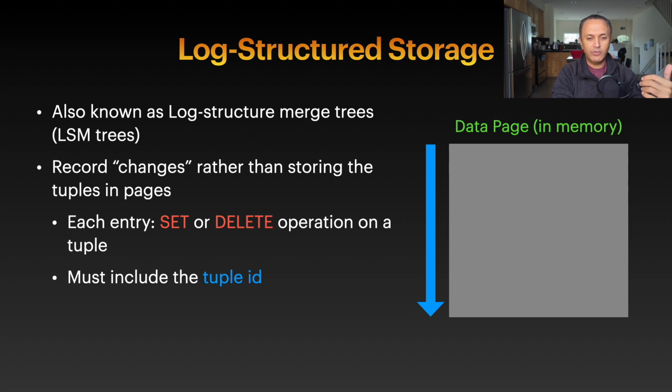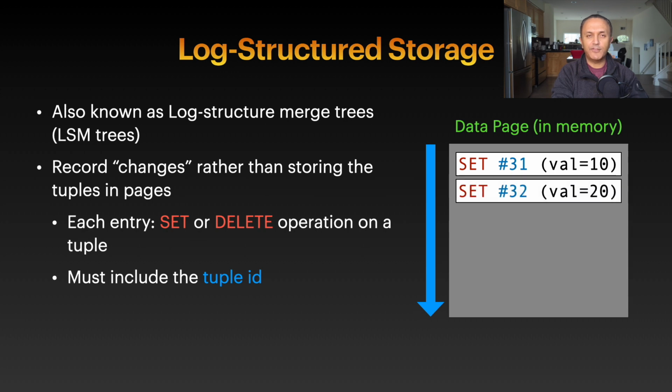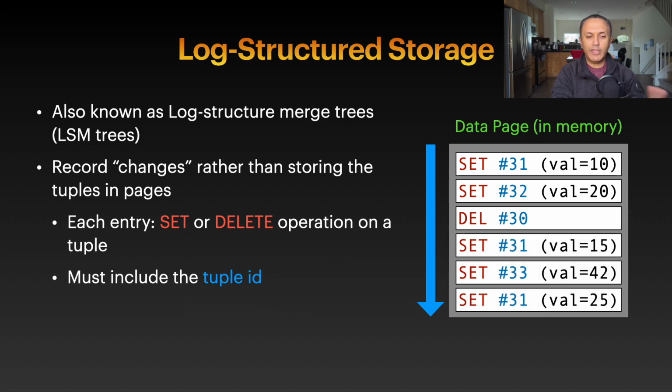Suppose I'm trying to add a new tuple with tuple ID 31 and a single attribute val equals 10. So this is a set operation. We're going to add this entry to the page. The next operation might be inserting a new tuple, tuple number 32, again with some value. Now I'm going to delete an existing tuple, tuple number 30. So I add a delete operation. Now I'm going to update tuple number 31. So I add another set with the same ID, but with the new value of the tuple. In this case, it's 15.